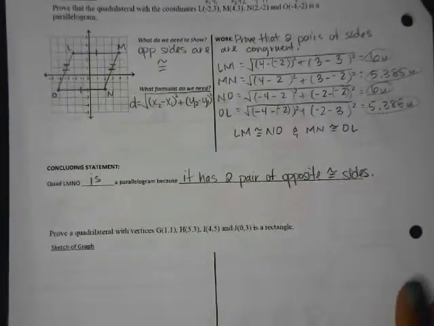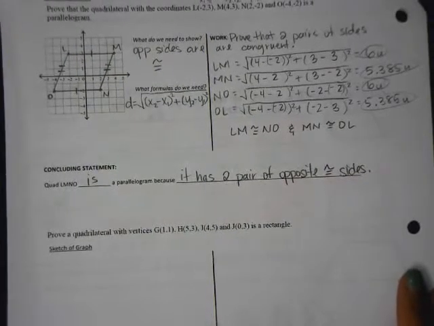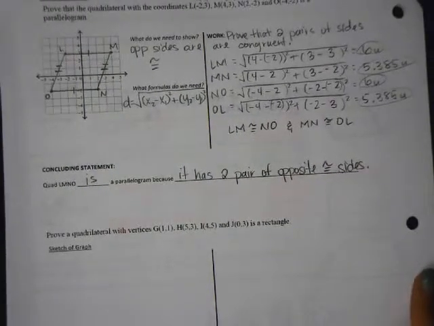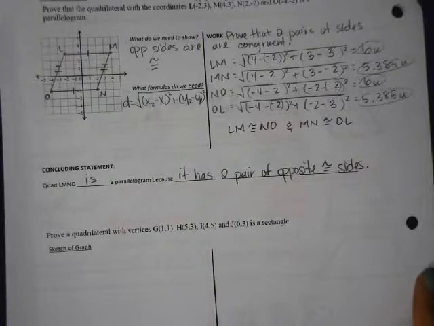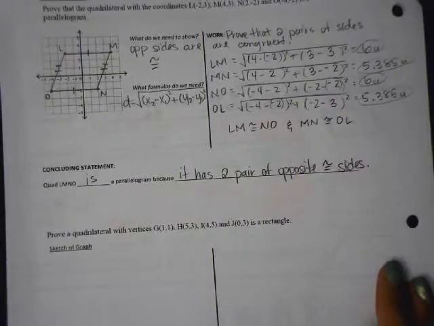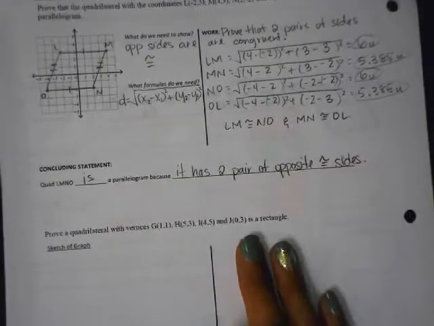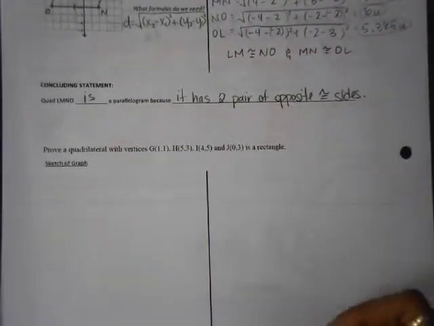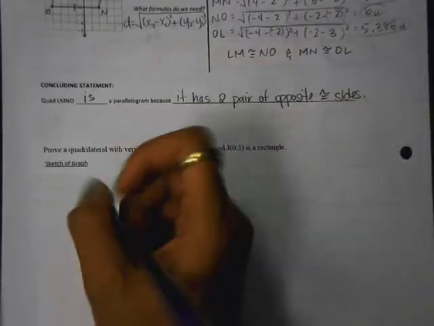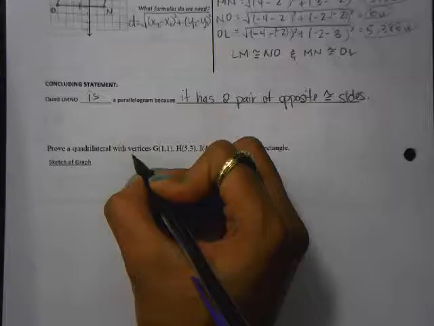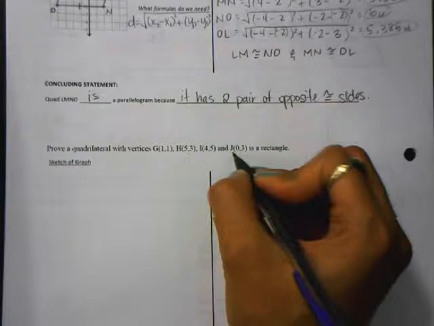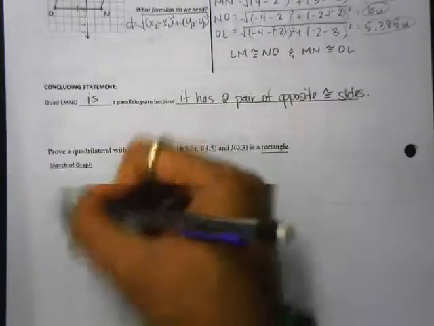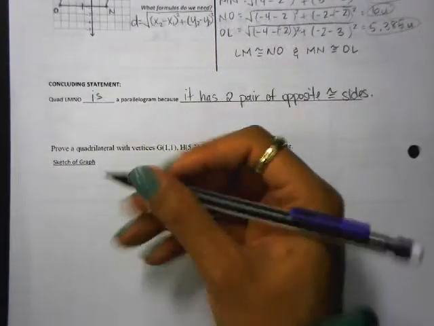We're going to prove a quadrilateral with vertices GHIJ is a rectangle. Notice I didn't give you a sketch. Make sure on Common Assessment Day that if you're provided with a straight edge, you use your straight edge to draw your sketch. So the first thing you want to do is draw an X and Y axis, and then you're going to plot these points and estimate where they go.